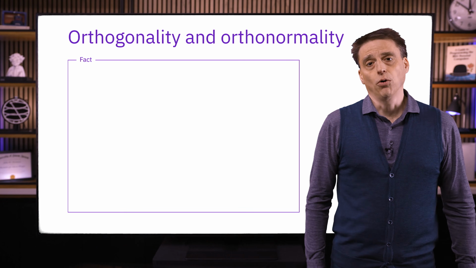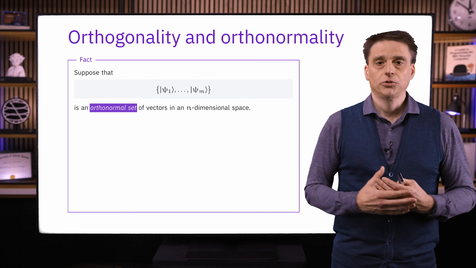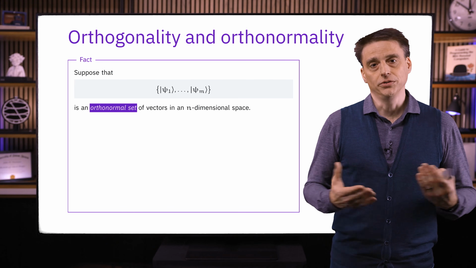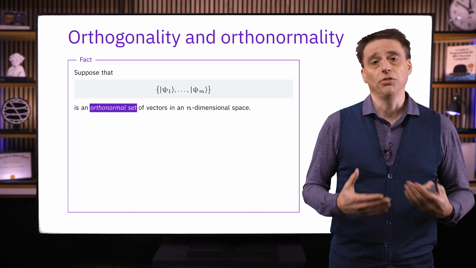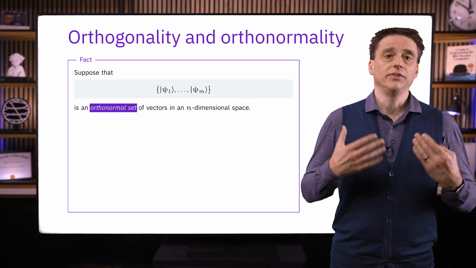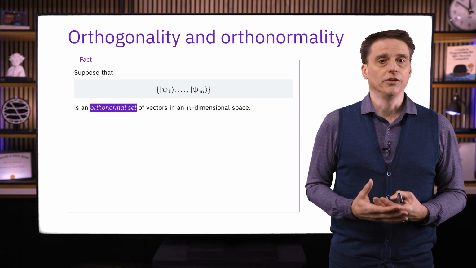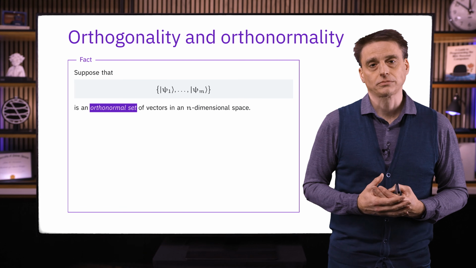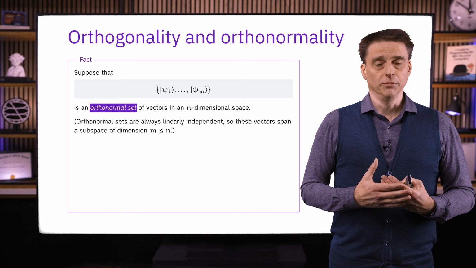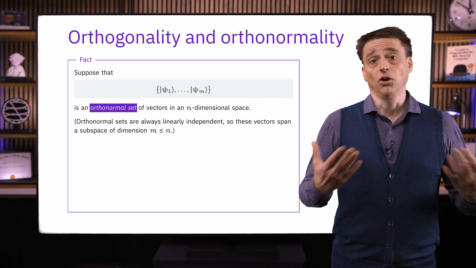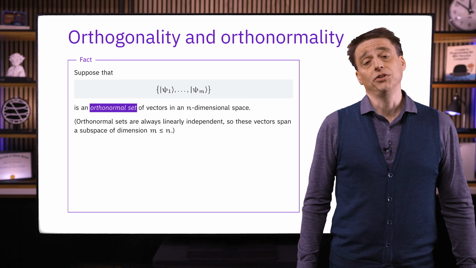Here's a handy fact about orthonormal sets that we'll make use of from time to time. Suppose that we have some orthonormal set of vectors. Specifically, let's suppose that we have m vectors in this set, psi 1 through psi m, where we're assuming that these vectors are drawn from some n-dimensional vector space, or in other words, each of the vectors has n entries. As I already mentioned, orthonormal sets are always linearly independent, so it can't be that m is larger than n, but it could be that m is smaller than n, and that's the case that we're interested in.